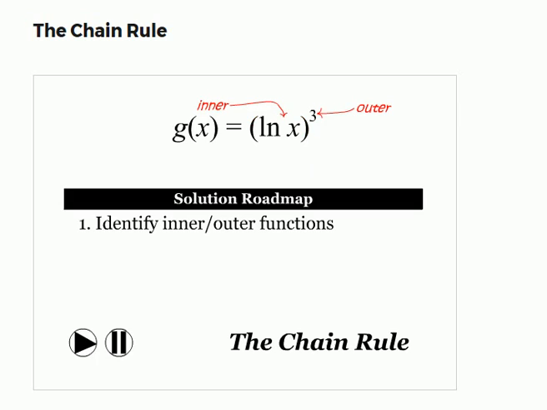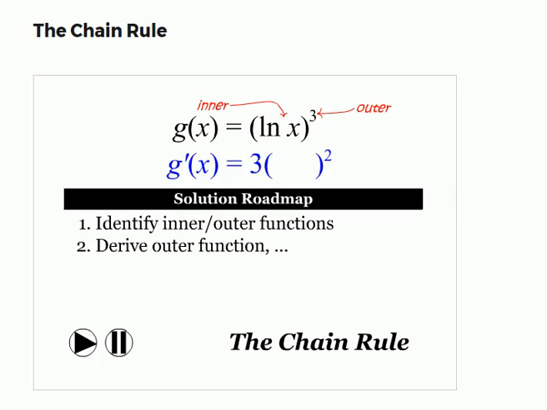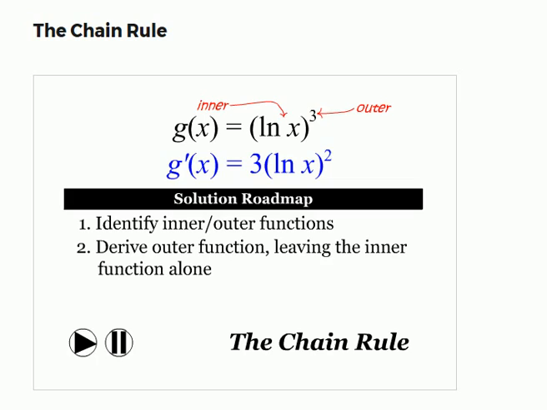So, let's find the derivative according to the chain rule. Remember, when we take the derivative, we start with the outside. So what's the derivative of something to the third power? Well, according to the power rule, it's 3 times something to the second power. Now, what is that something? It's that inner function, and it's going to be left alone. We took the derivative of x cubed, in other words, a very simple derivative. But that natural log of x stays untouched.